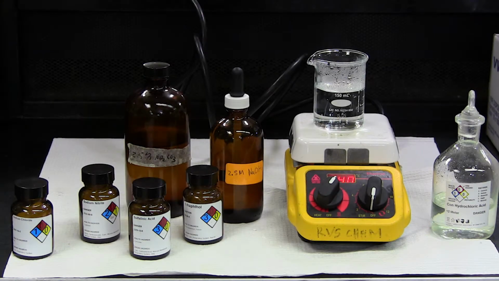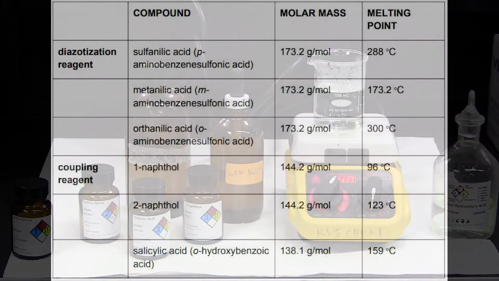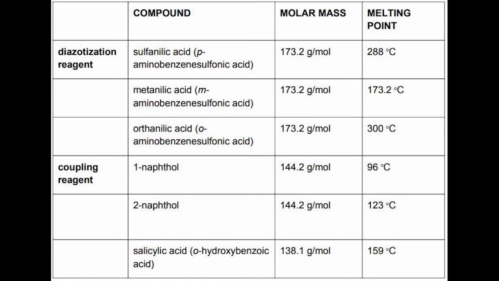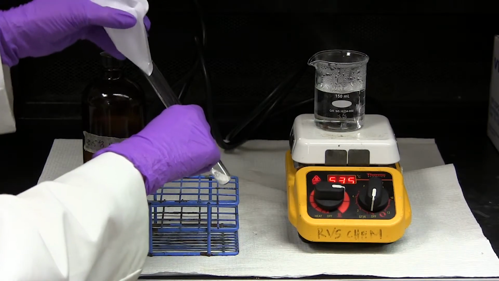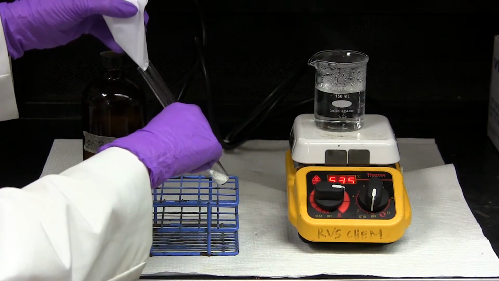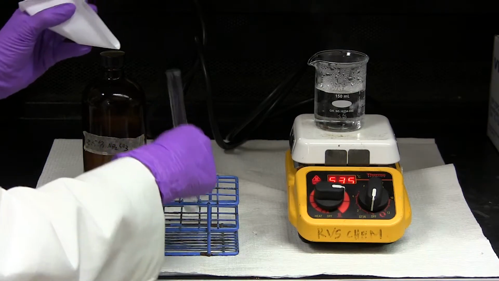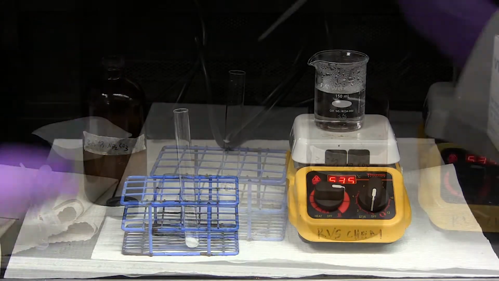In this experiment, we'll synthesize an array of azo dyes using a variety of dye, diazotization, and coupling reagents. To a test tube, add 0.49 grams of your assigned aminobenzene sulfonic acid. In this case, we'll be using sulfanilic acid.